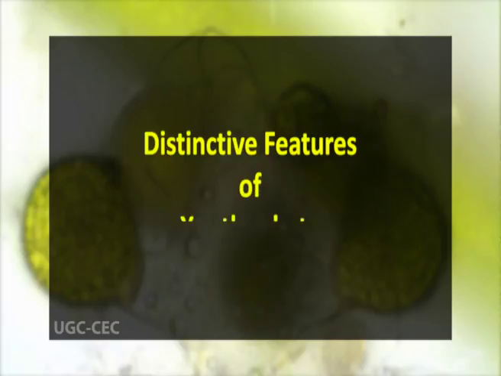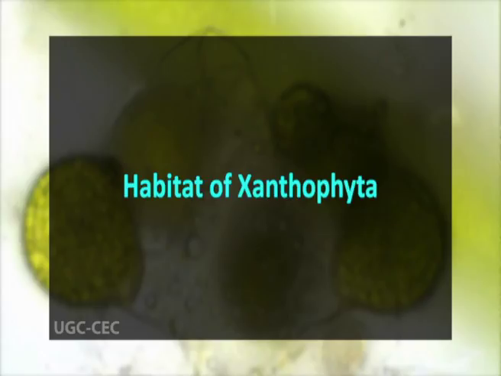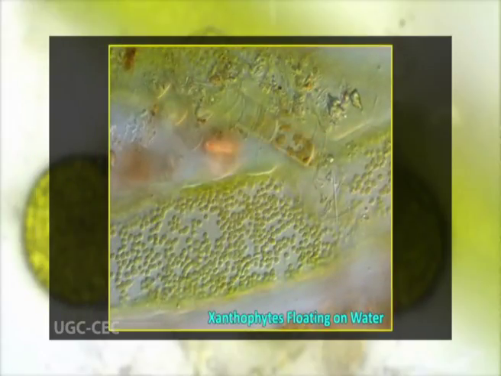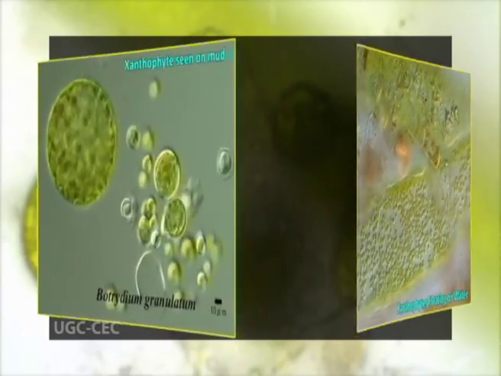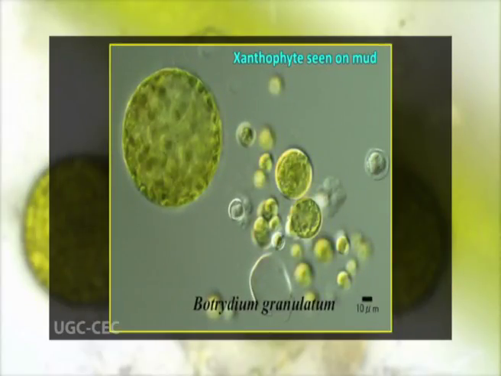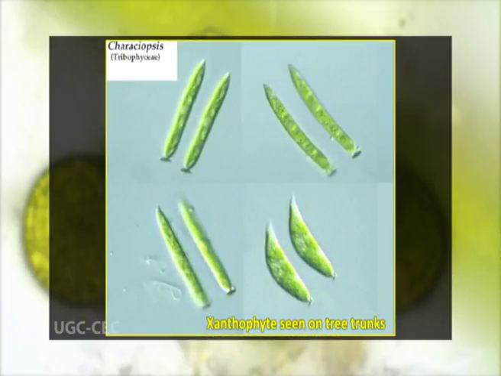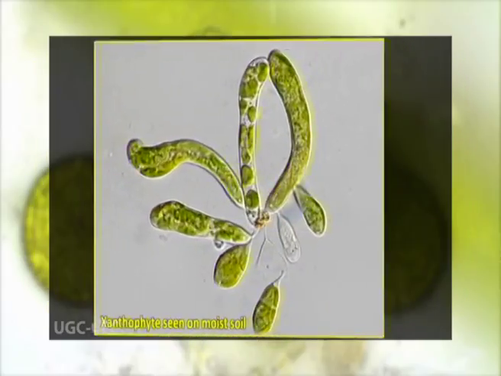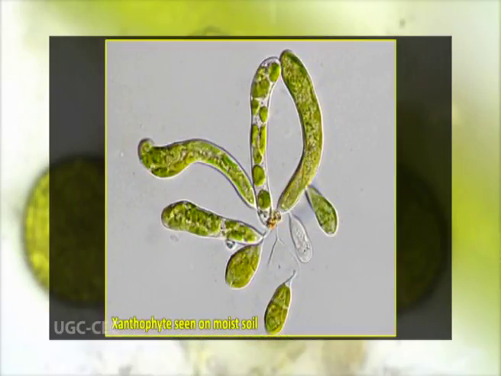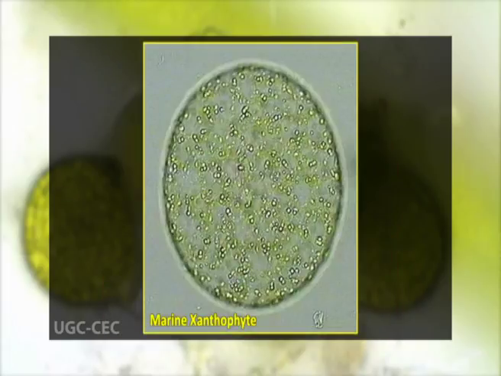Let us see distinctive features of Xanthophyta. First distinctive feature is its habitat. All members of this group are aquatic and are seen commonly in freshwater habitats, and most of them are freely floating. Few members are found to grow on mud and also on the walls of tree trunks. Some members grow on the moist soil and few are marine.